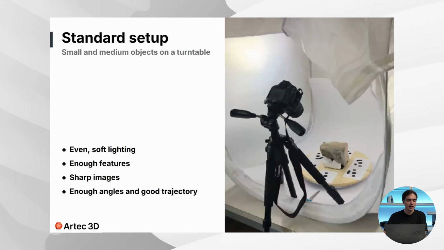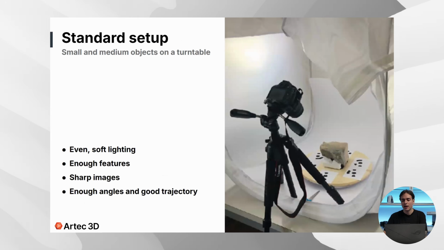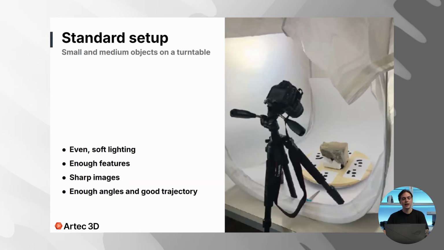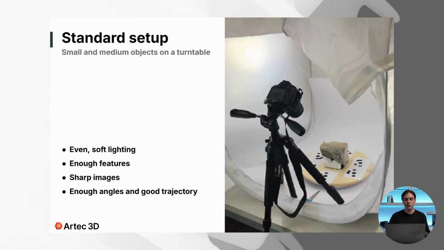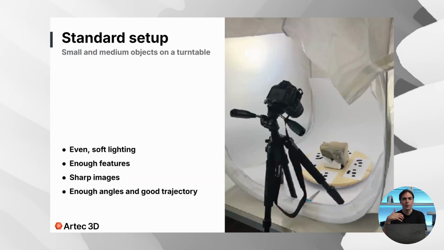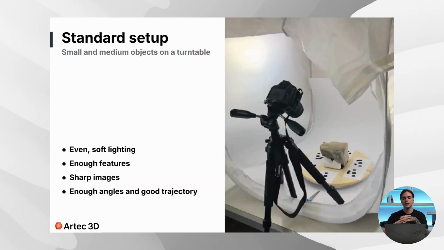So one standard setup that you can use for the photogrammetry, you can see it on this slide. You can use a light box, a turntable, and your camera mounted on a tripod to get even soft lighting easily and to basically get enough angles, get sharp images because your camera is mounted on a tripod, and you will get enough features, especially if you add additional texture features to your turntable, as you could see right here. They will help with the alignment of the images in the 3D space.